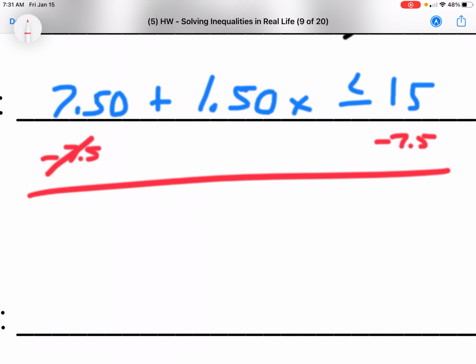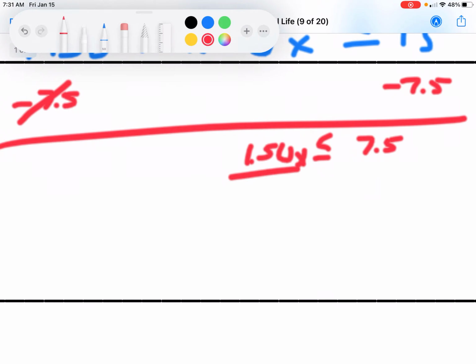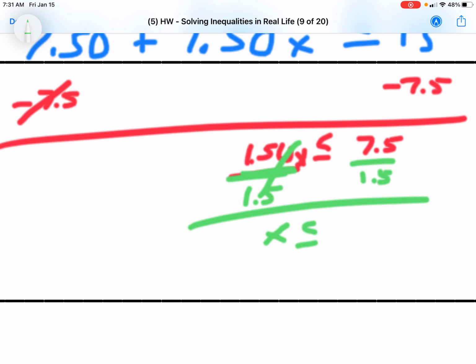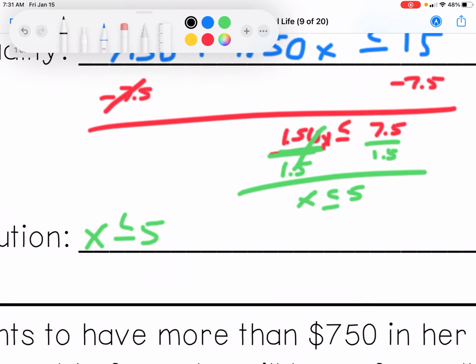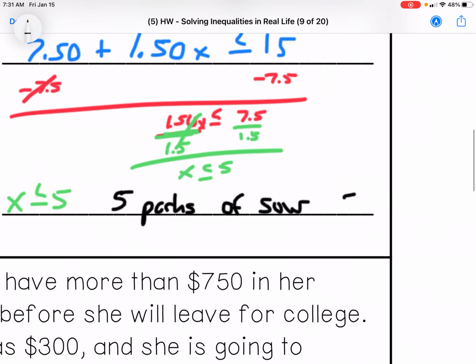All right, so we're going to subtract $7.50. Those go away. I'm left with $1.50x is less than or equal to 7.5, right? And divide by, oops, I forgot my x. Divide by 1.5. And you're going to get x is less than or equal to 5. So he can buy 5 packs of, it's a lot of sour straws.